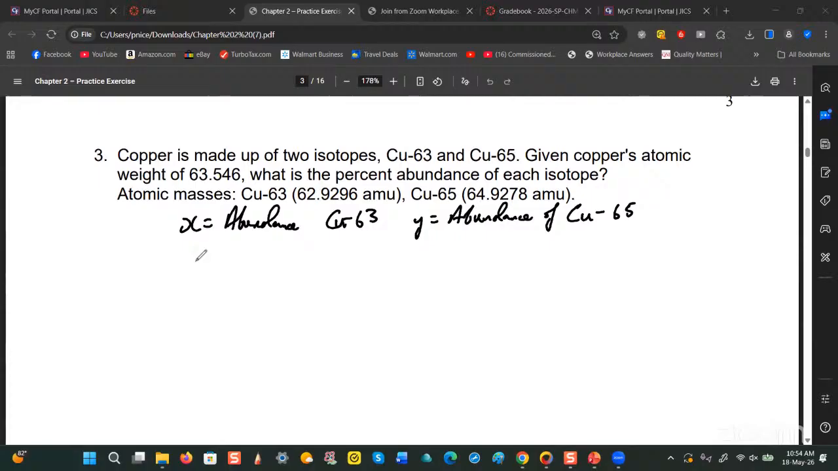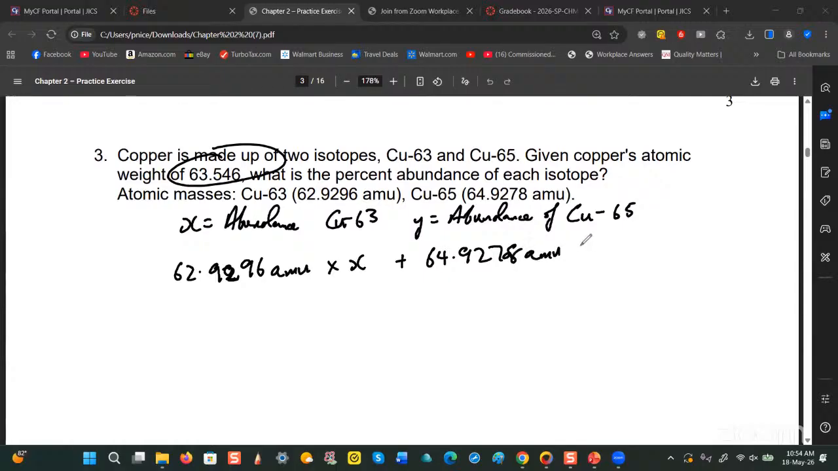So basically, based on that, we can say that the atomic mass, which is 63.546 AMU, is equal to 62.92296 AMU multiplied by X plus 64.9278 AMU, that sum times Y. All right, so here we have an equation with two unknowns.